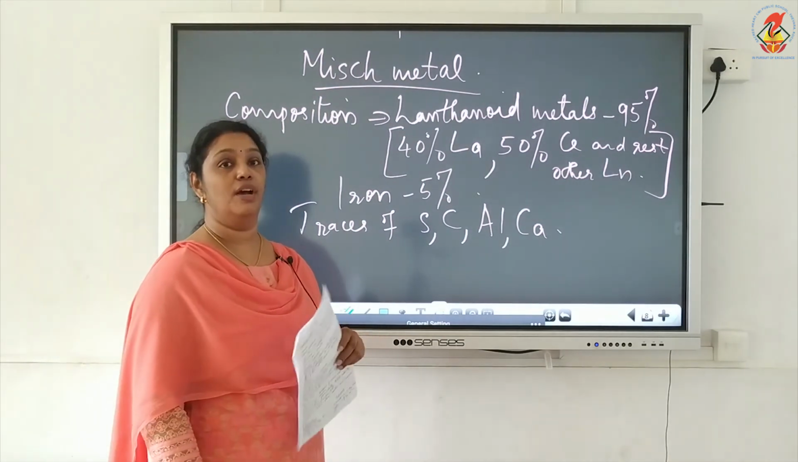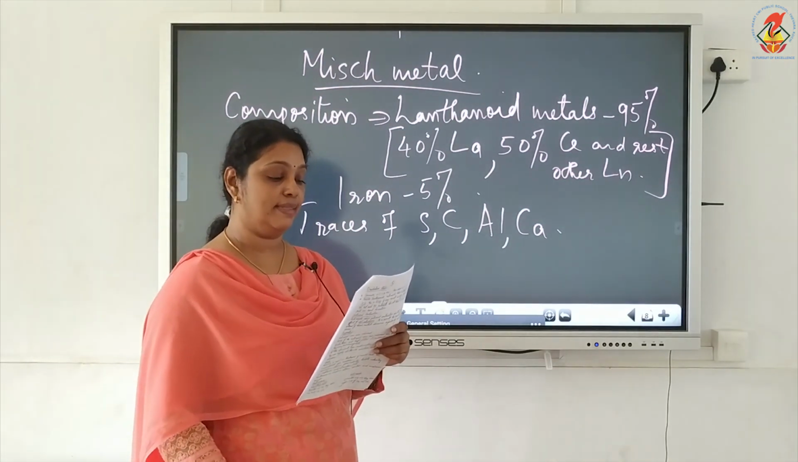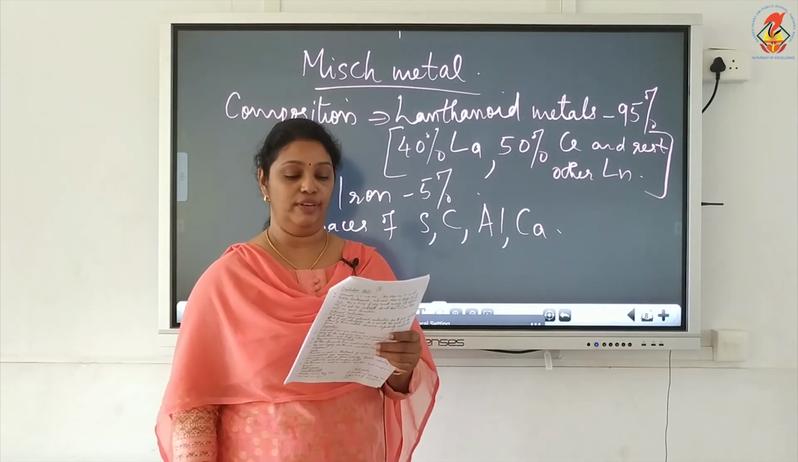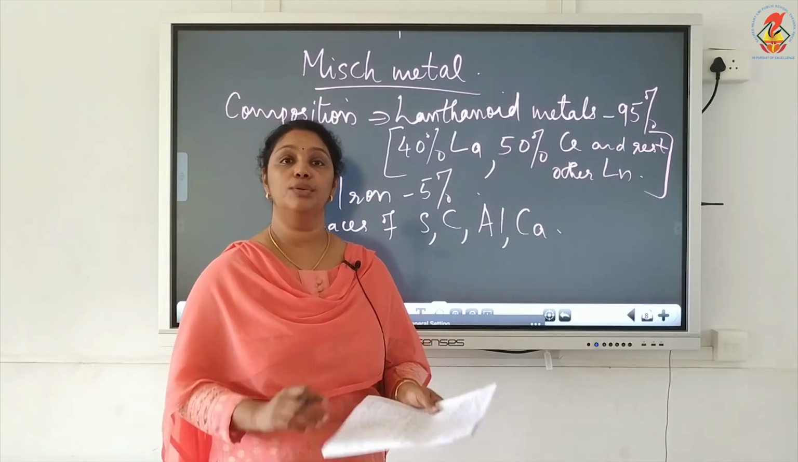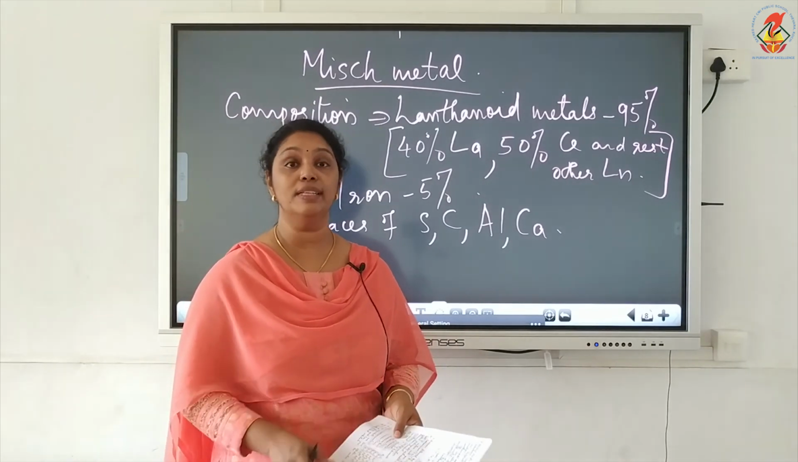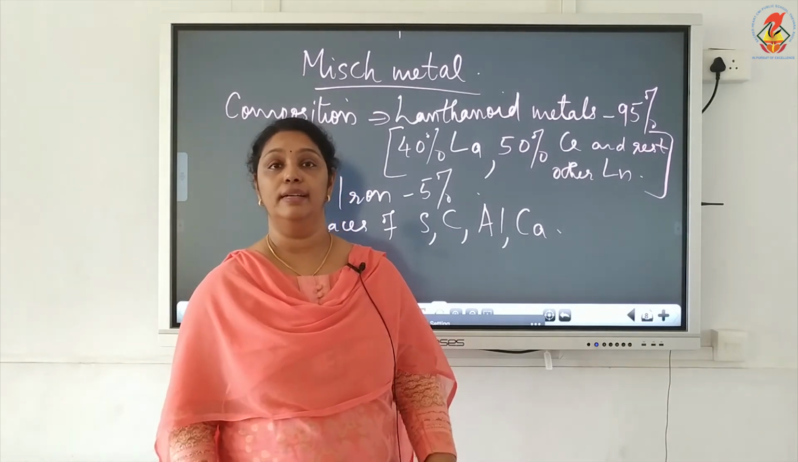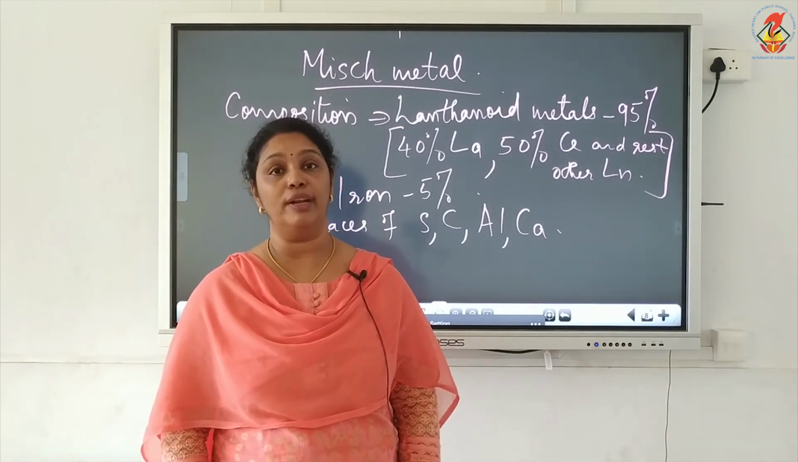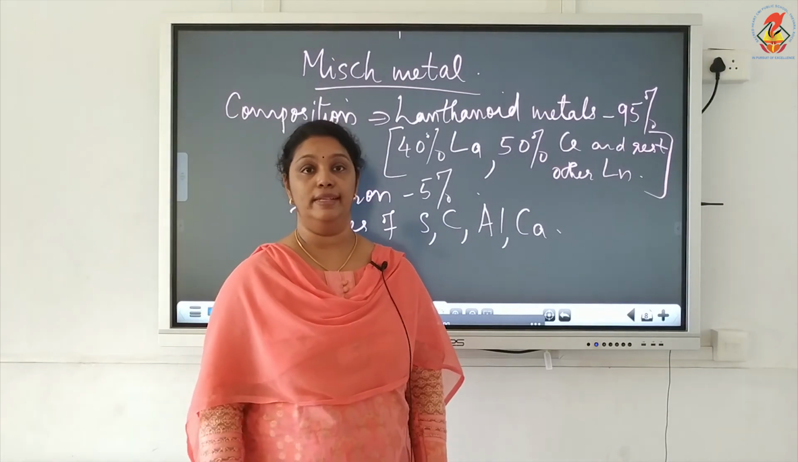Now mish metal is used in bullets, shells and lighter flint. So these are the uses of the lanthanoids. So with this we complete the lanthanoids or the 4f inner transition series. Thank you.